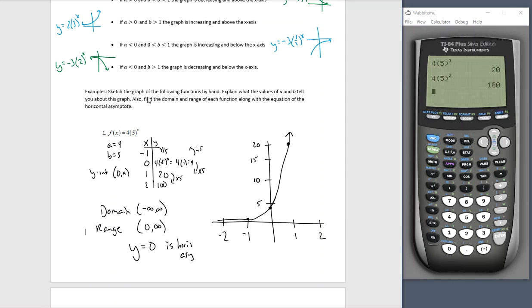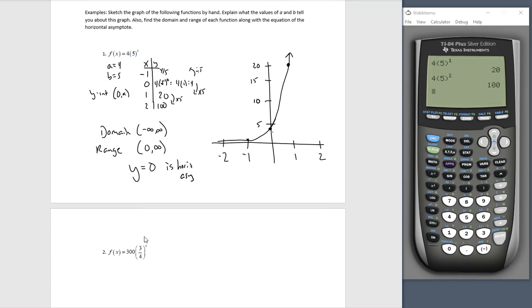All right, so let's see. Sketch by hand. What do a and b tell us? a tells us where to start. b tells us how to get the next value as x changes by 1. Find the domain and range and the equation of the horizontal asymptote. Let's try another one.